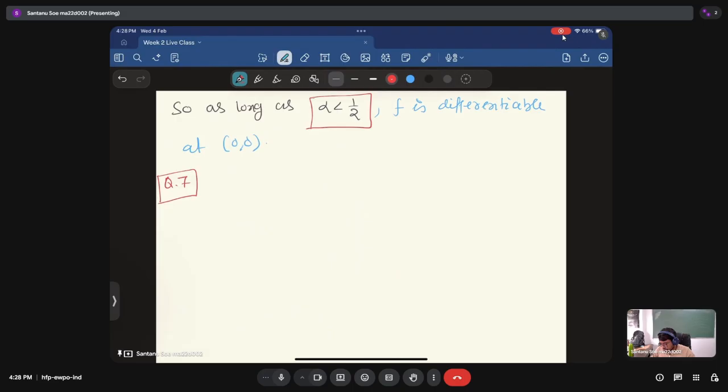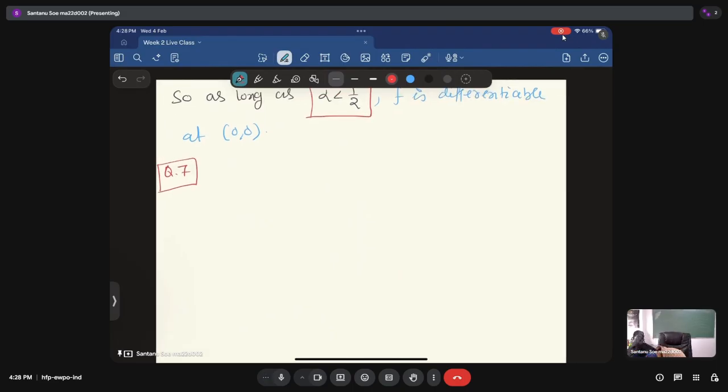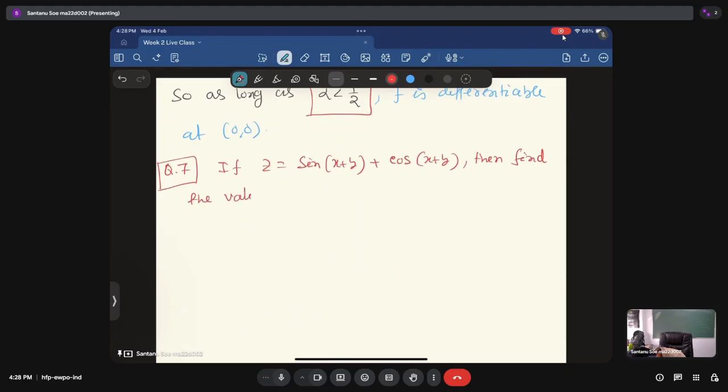So yeah, the question is given as: if z equals sine of (x plus y) plus cos of (x plus y), then find the value of z_x plus z_y at (0, 0).